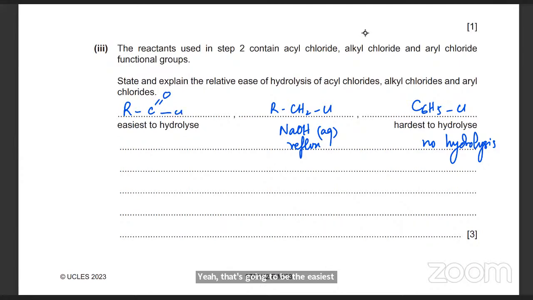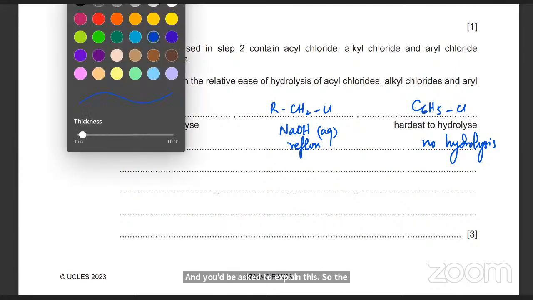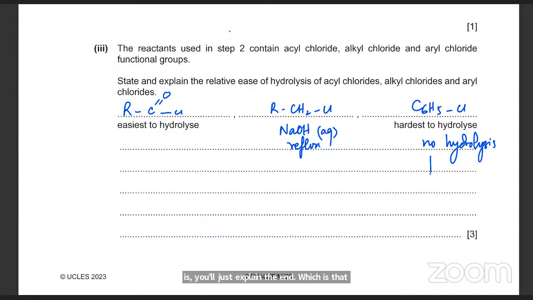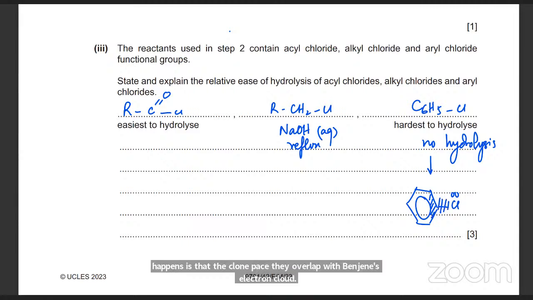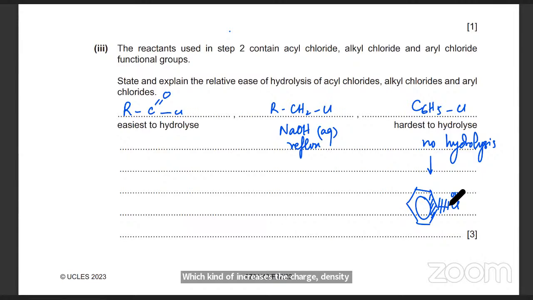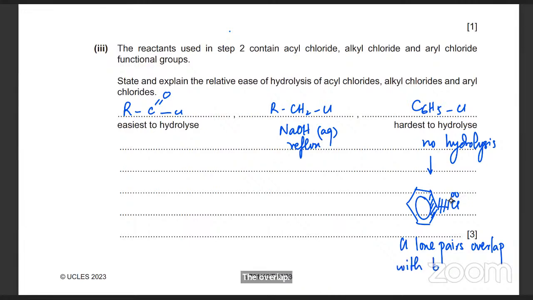And you'll be asked to explain this. So the first thing is you'll explain why this one does not hydrolyze, because when you have a benzene, what happens is that the Cl lone pairs overlap with benzene's electron cloud, which kind of increases the charge density on the CCl bond. And the CCl bond becomes kind of strong. So that is what you're going to write. Cl lone pairs, they overlap with benzene pi electron cloud.